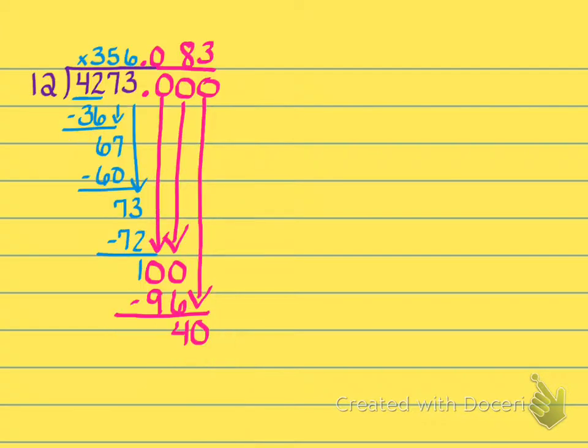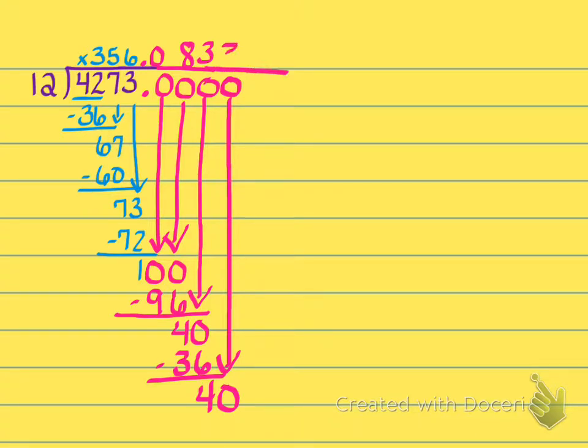36 goes here. Subtract. I get a 4. So now it still hasn't ended. So now I could add another 0, bring that guy straight down. 12 goes into 40. How many times? It goes into it 3 times. 3 times 12 gives you 36.